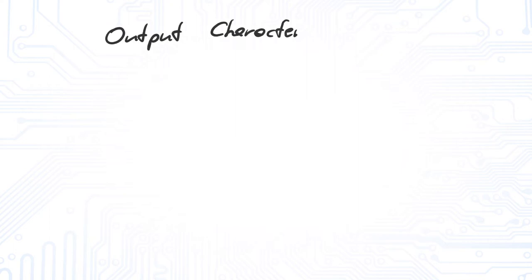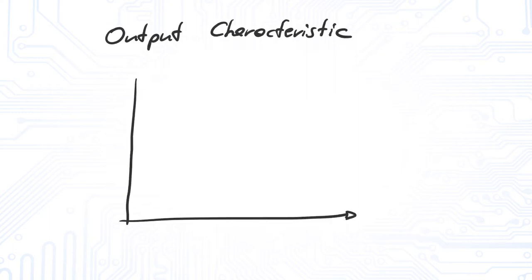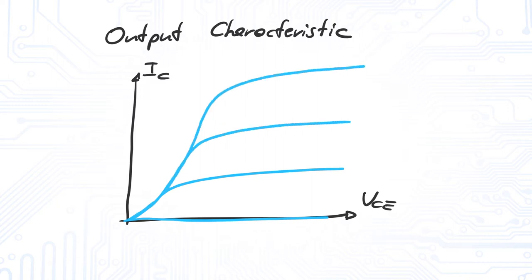The output characteristic shows the relation between the collector emitter voltage VCE and the collector current IC. Instead of a single line, there is a multitude of characteristics. Which one is active is determined by the base emitter voltage, VBE, or the base current, IB.